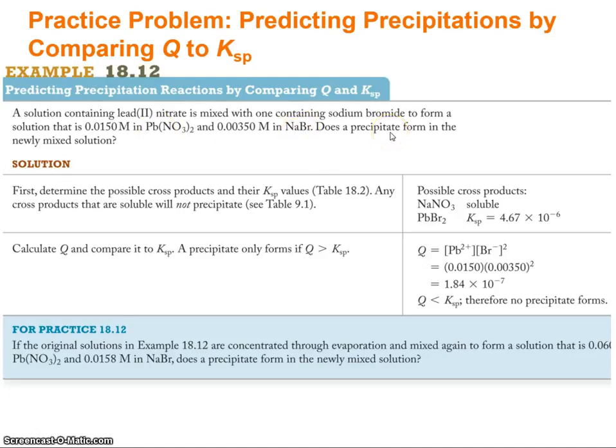First thing we need to do is recognize this is a Q compared to K problem, right? The lead bromide has a KSP of 4.6 times 10 to the minus 6. Let's check our Q. Q is the lead concentration times the bromide ion concentration squared, or 0.015 times 0.0035 squared, which is 1.84 times 10 to the minus 7. Q is less than K, so no precipitate forms.